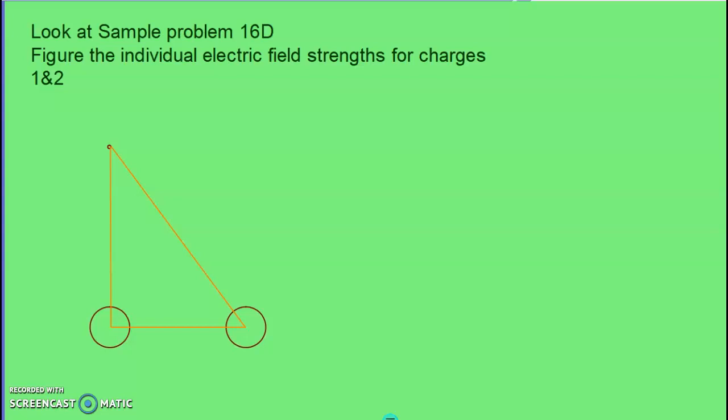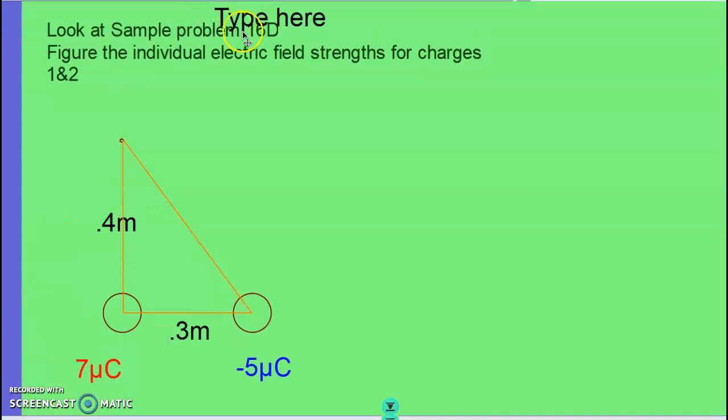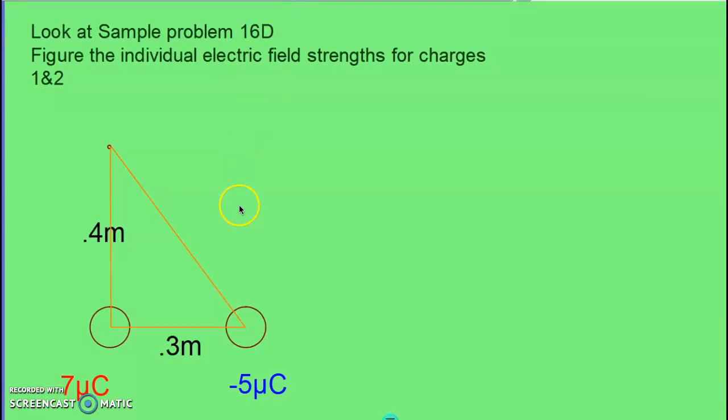Now we're going to do a sample problem. Hold on a second. So I quickly grabbed the numbers out of the sample problem, and they gave us in this corner a 7 microcoulomb charge, and in this corner a 5 microcoulomb charge. We're told that point P, the place we will be measuring from, is up here. It is 0.4 meters up the y-axis, and it is 0.3 meters down the x-axis.